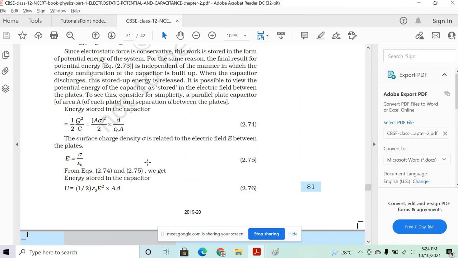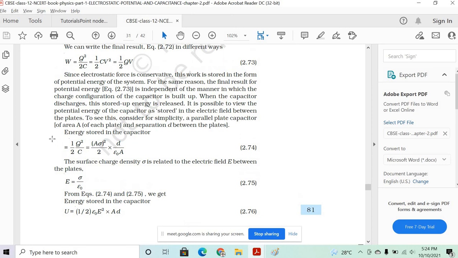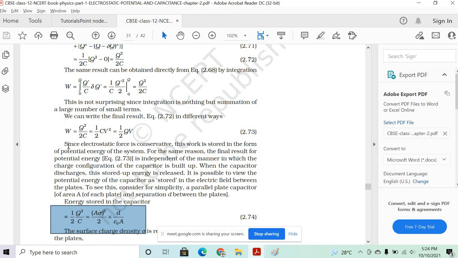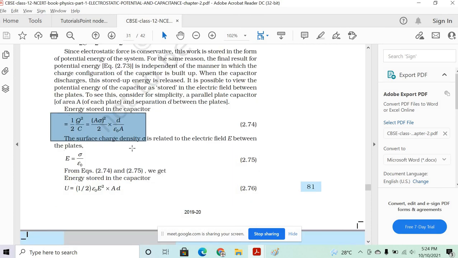So this is what it's all about, the energy stored in the capacitor. The simple form all the time you have to remember is half Q square by C or half CV square. Anything is fine. Once you know capacitance and voltage, you can find it out easily. Clear? Okay, just read out this part and let me know in case you have any doubts in this part.